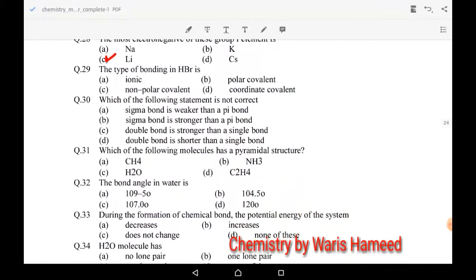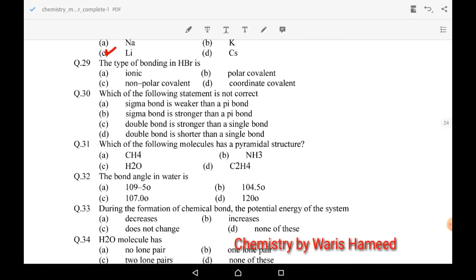Next MCQs, the type of bonding in HBr. Which type of bonding is present in HBr? It's a polar covalent bond.